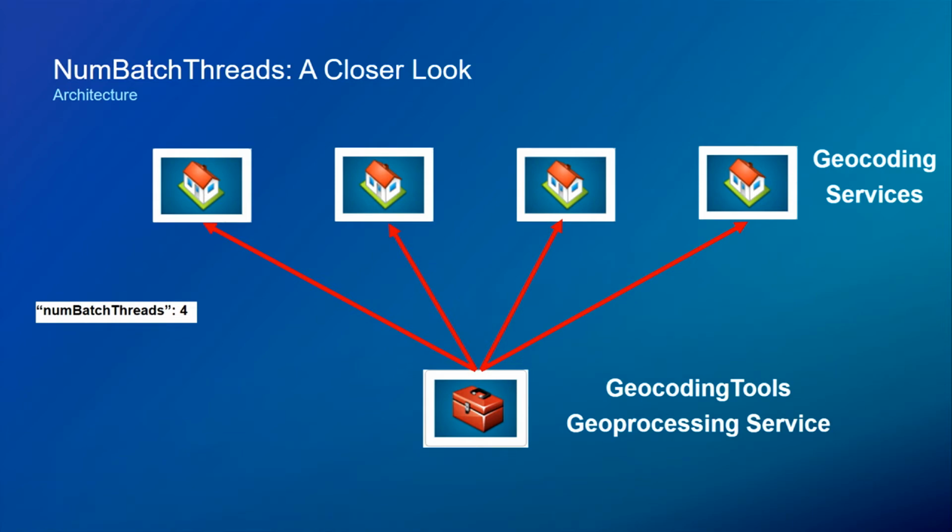Since I know there are 4 instances running that I can hit, I can put in this NumBatchThreads property so that the Geocoding Tools GP service knows that when I send batch geocoding requests to this locator, I can hit it with 4 threads, parallelize the job, and get it done 4 times as fast. We have seen linear speedup with this architecture. So it's really just dependent on how many resources you have on your back end that you're willing to devote to batch geocoding.